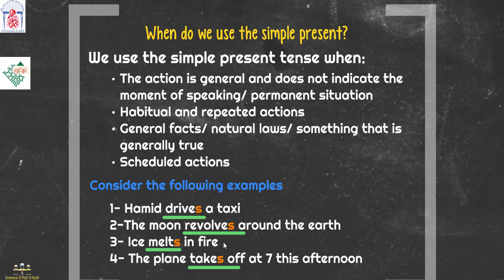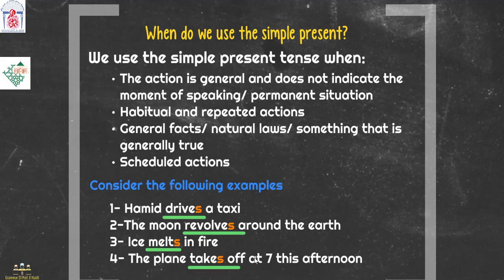Ice melts in fire. Now this is also a general fact or a natural law. Ice will always melt in fire and has always melted in fire, and there will never come a day when ice will say no, I will not melt in fire. So this is a general truth, okay? And to talk about general truths like this, you need to use the simple present, okay?